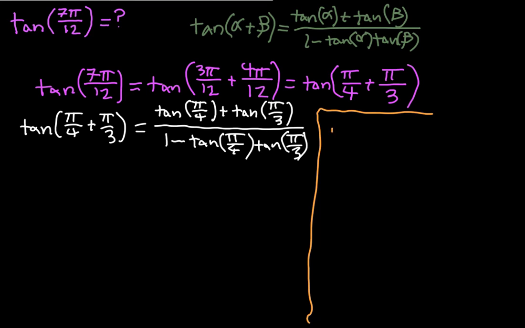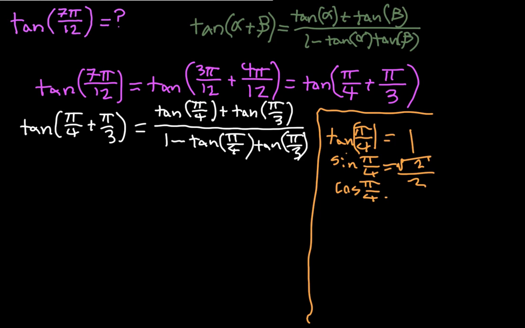So we know that the tangent of pi over 4 is equal to 1, right? Because it's a 45-degree angle. We know that the sine of pi over 4 is equal to square root of 2 over 2, and that the cosine of pi over 4 is equal to square root of 2 over 2. Therefore, tangent is sine over cosine, so we have a tangent of 1 for the angle pi over 4.